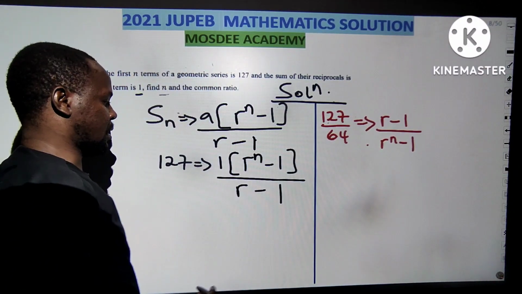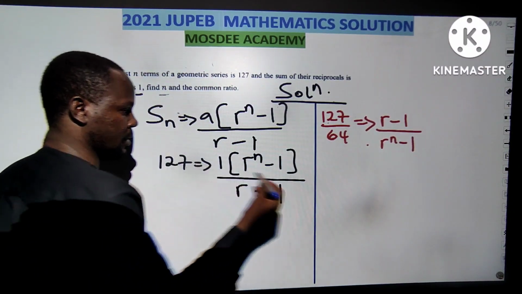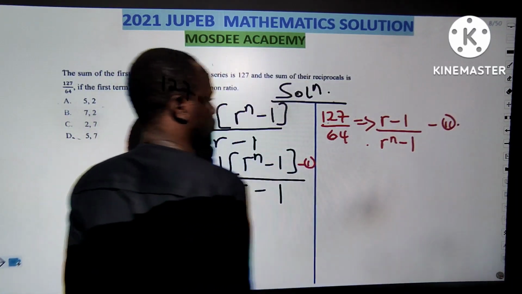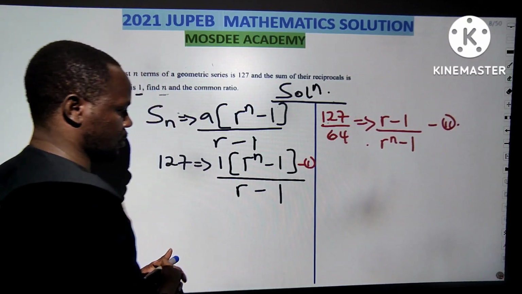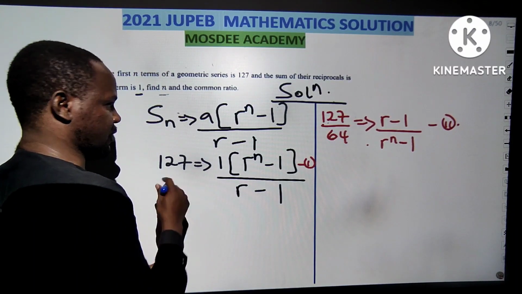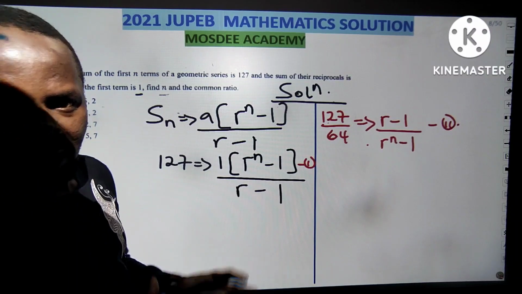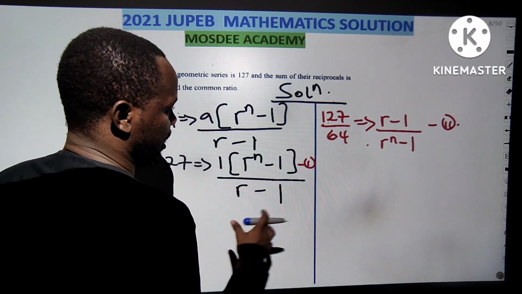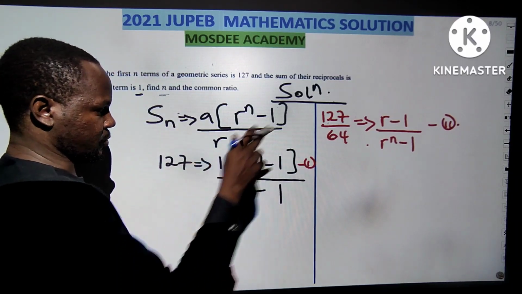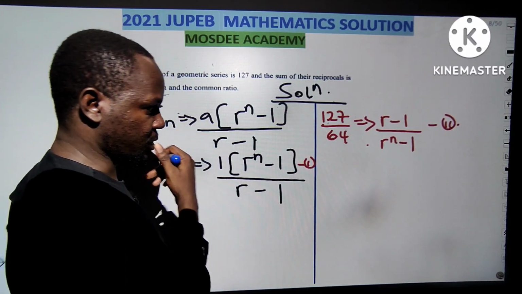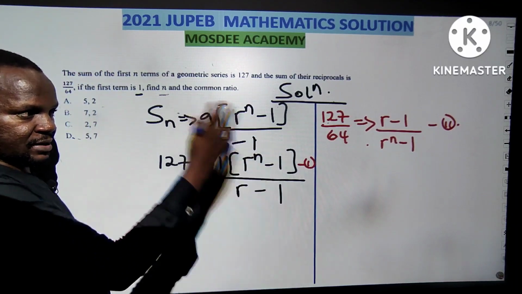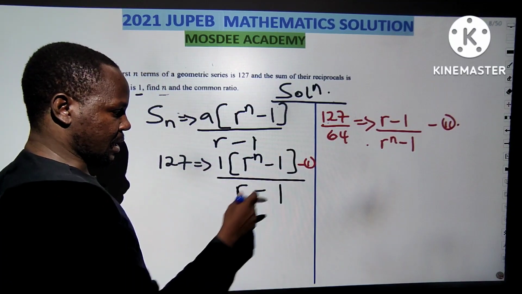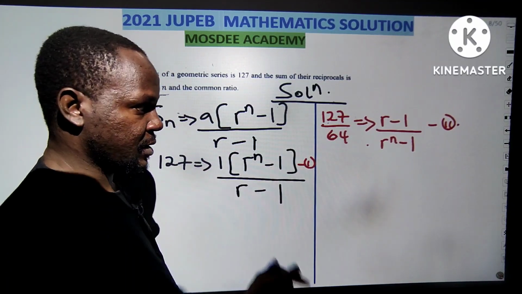So now I have two equations which I have to divide by each other. I can call this one 1, and this one 2. Solving these two simultaneous equations, dividing 2 by 1, 127 gets cancelled out, R minus 1 gets cancelled out, and R raised to power n minus 1 will also get cancelled out. I hope you can see.